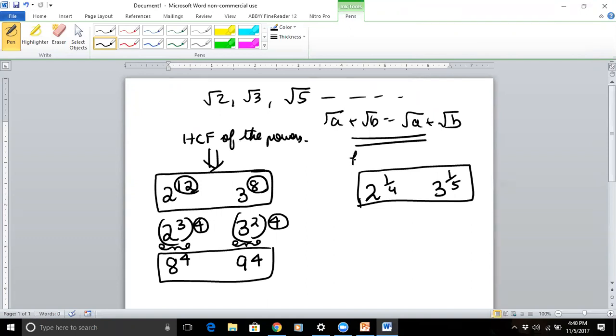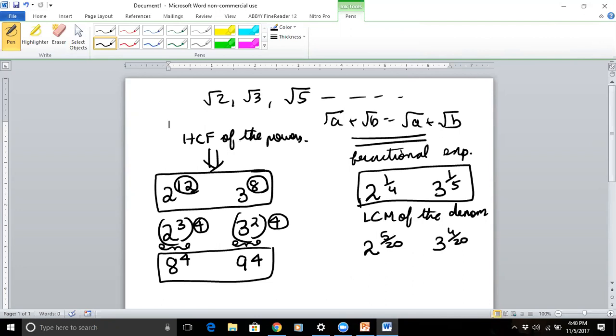Whenever you're comparing fractional exponents, the best way is again to make the powers equal, right? But the best way to make the powers equal when you're dealing with fractional exponents is to take the LCM of the denominators of the powers. The LCM of 4 and 5 here is clearly 20, right? So I can rewrite this as 2 to the power of 5 by 20, since 1 by 4 is 5 by 20. And I can write this as 3 to the power of 4 by 20, since 4 by 20 is 1 by 5.